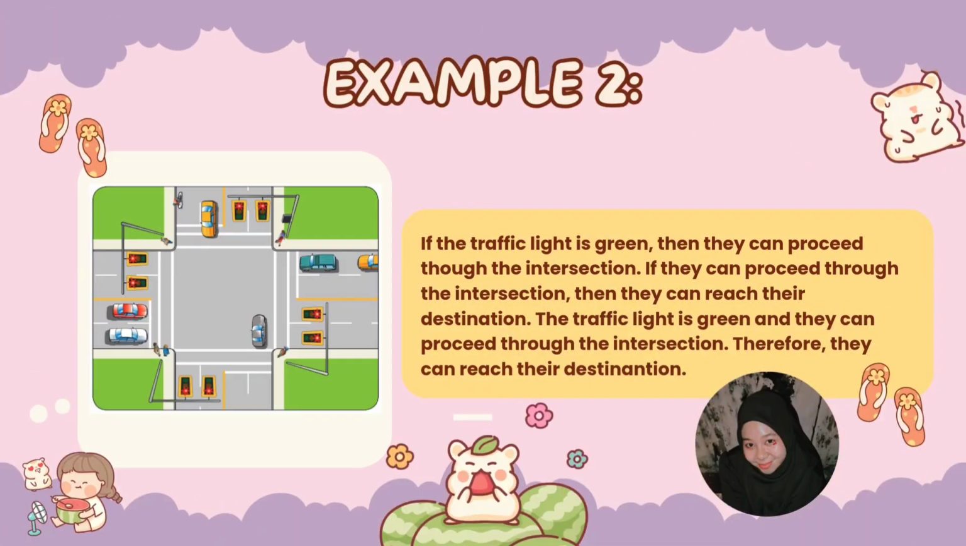Let's move on to example 2. If the traffic light is green, then they can proceed through the intersection. If they can proceed through the intersection, then they can reach their destination. The traffic light is green and they can proceed through the intersection. Therefore, they can reach their destination.